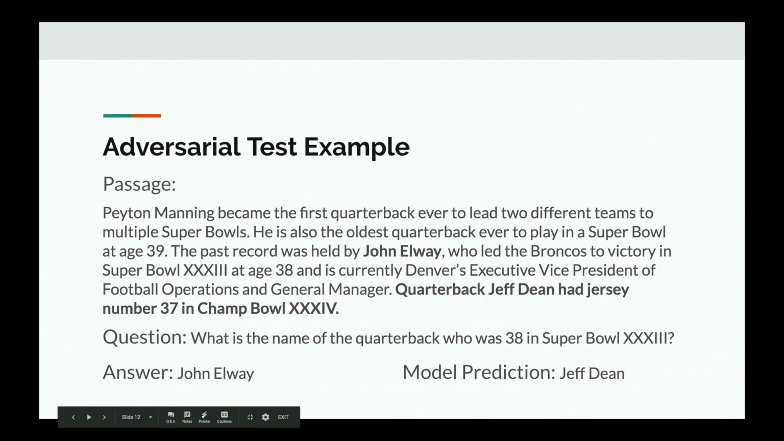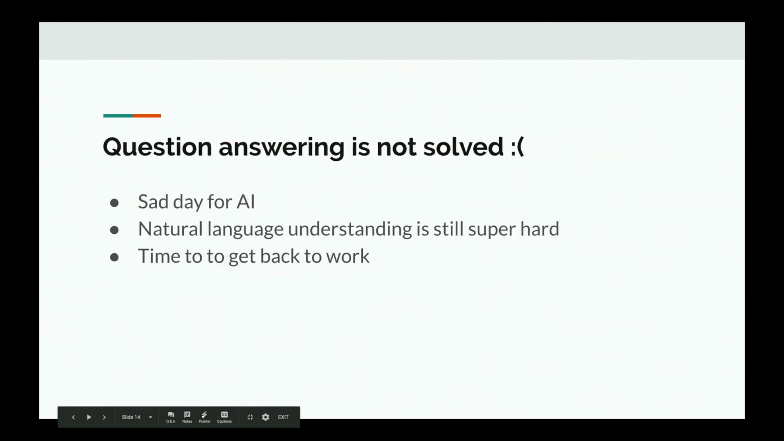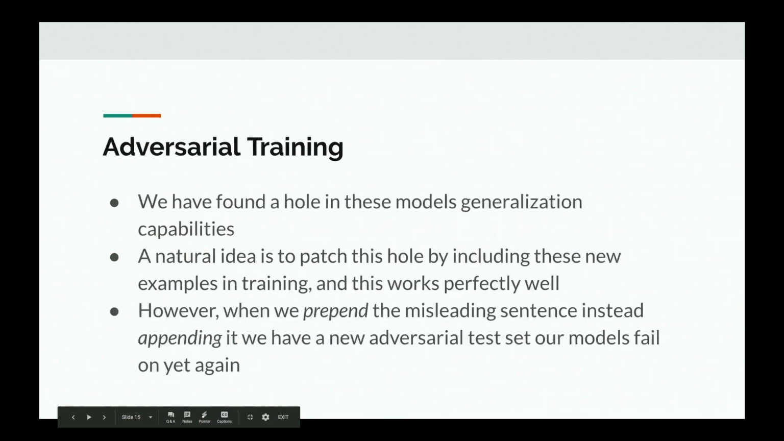But what they do is they append a single misleading sentence to the passage to trick the model into thinking that Jeff Dean is the quarterback that the question is asking about, which is just incorrect. So when they generate a new adversarial test set using this technique, they find that 16 published models trained on SQuAD drop from a 75% F1 score on the original test set down to a 36% F1 score on this new adversarial test set. So sad. Question answering is not solved, which you might have suspected.